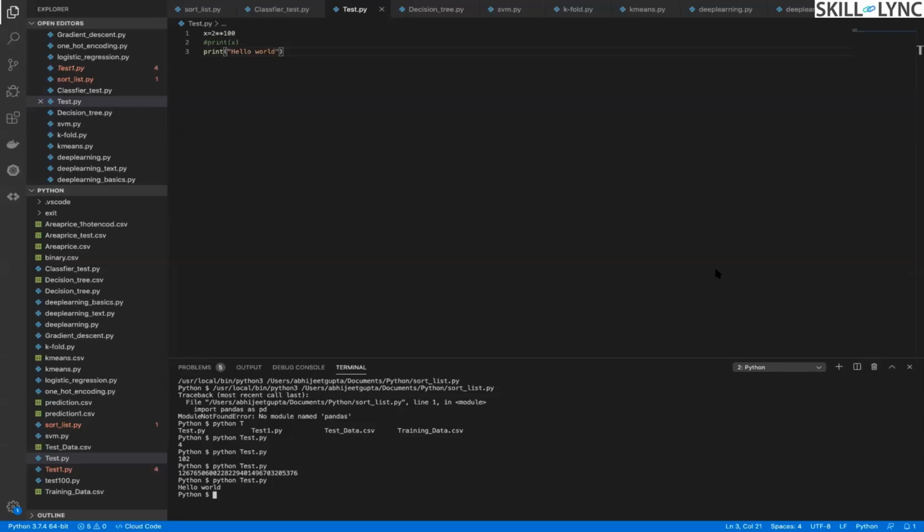You can use Sublime also, it's up to you. I generally use Visual Studio Code, but it's up to you. You can use Sublime also.